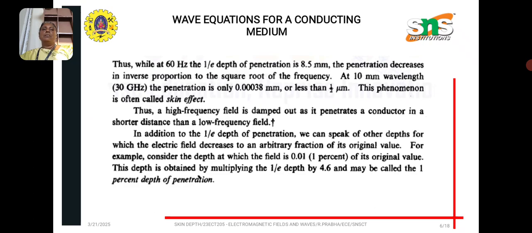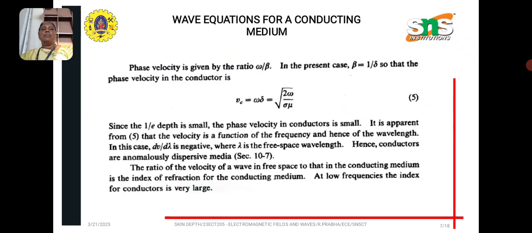For example, consider the depth at which the field is 0.01 or 1% of its original value, and this depth is obtained by multiplying the 1 by e depth by 4.6 and may be called the 1% depth of penetration. And phase velocity is given by the ratio omega by beta. In the present case, beta is equal to 1 by del, so that the phase velocity in the conductor is Vc is equal to omega del is equal to root of 2 omega by sigma mu.